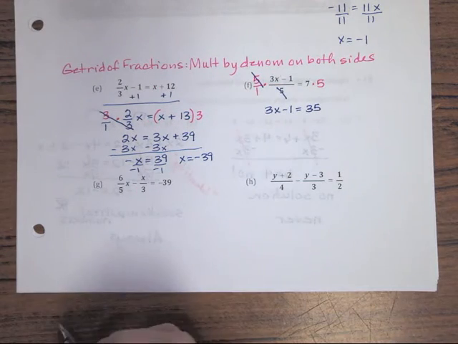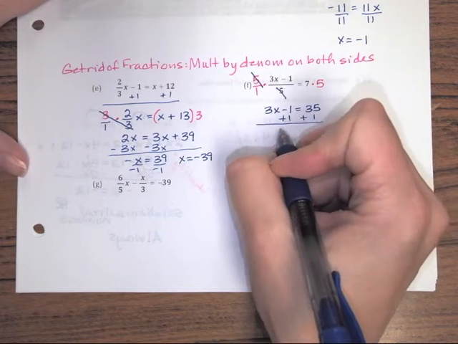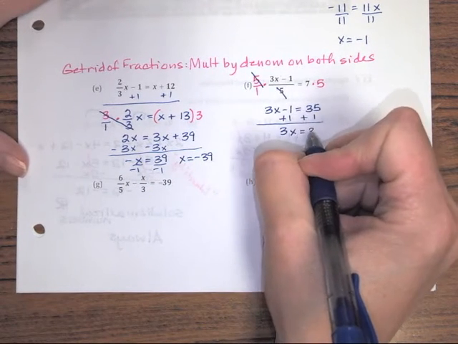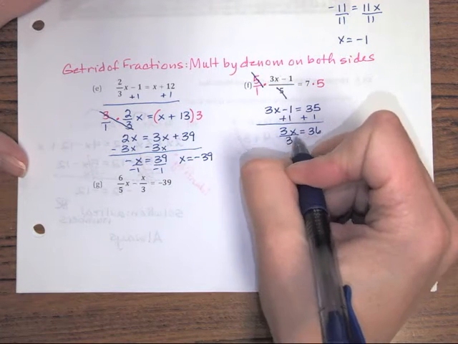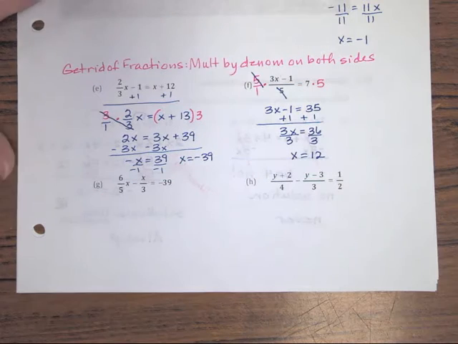Now you have a problem that's easy to solve. So add 1 to both sides. And you have 3x equals 36. Divide both sides by 3. And you have x equals 12. Fair enough? Seeing the pattern here?